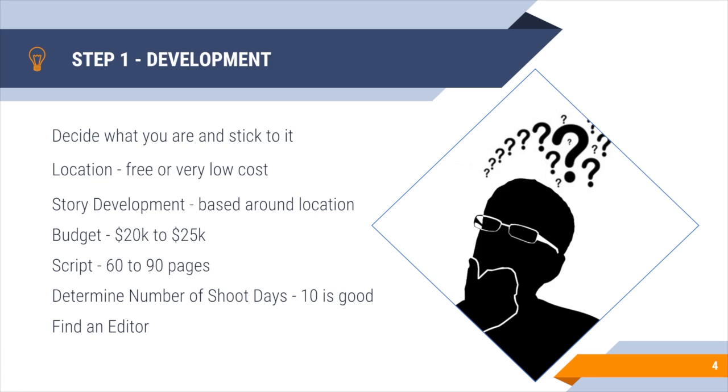So this is the development process. These are the main things that you want to cover in the development process. We'll move into step 2, but these are the main things you want to do in development. And if you get these things done, then you're on the right track. All right, let's move into step 2.